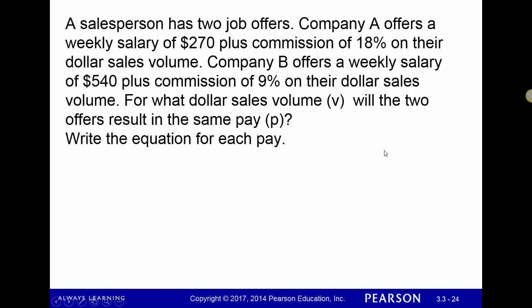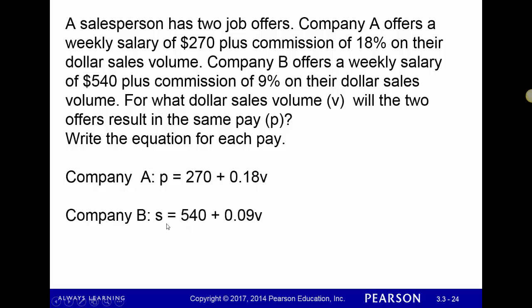So first we want to write an equation for each pay. So for job number 1, the pay is going to be the base salary, $270, plus 18% of the sales volume. For Company B, the pay should be, and this should also be the same letter, I apologize, $540 plus 9% of the sales volume.